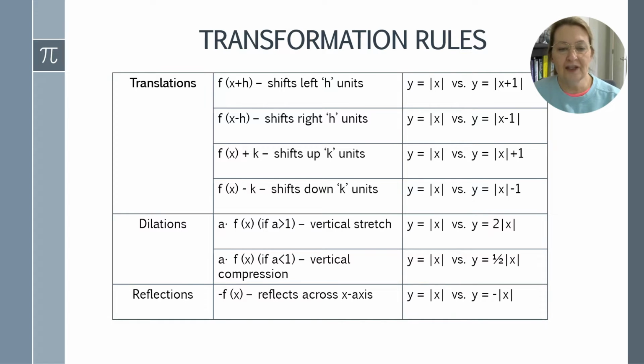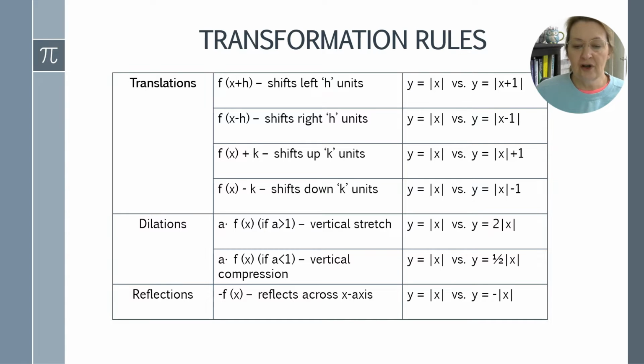So f(x) plus h. Now you notice in translations, some have h's and some have k's. The h is what you use when there's a number put inside your grouping symbol. The k is a number that is outside the grouping symbol. So let's look at h's first. Adding an h shifts the graph to the left that many units. So x plus 1 inside the absolute value symbols is going to shift that to the left 1 unit. x minus 1 would shift it to the right.